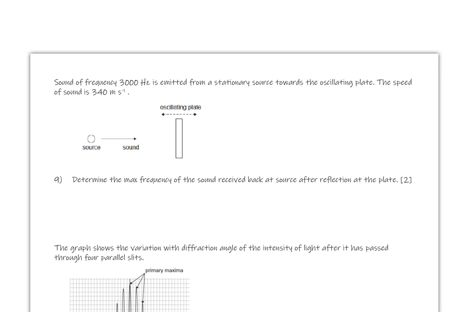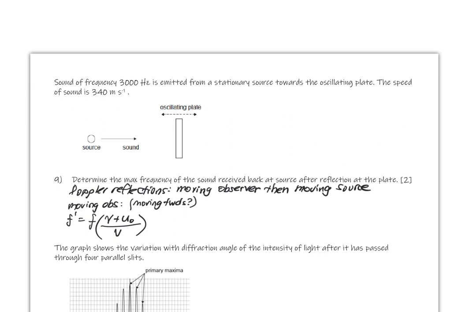And it says sound frequency 3000 hertz emitted from a stationary source towards the oscillating plate. The speed of sound is 340 meters per second. What is the maximum frequency of the sound received back at the source after reflection at the plate? So this is a Doppler shift of 2 stages. There's the Doppler shift with a moving observer, and then there's Doppler shift of moving source, which is how reflections work with Doppler.